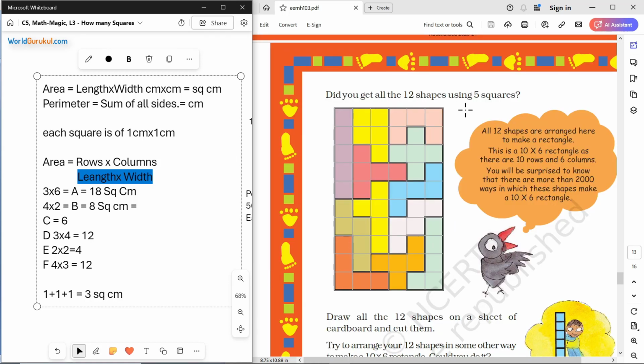So these are all the possible shapes using 5 squares. You recognize the shapes and practice. So here you got the answer and all the shapes in this. You recognize them and check with your answers.